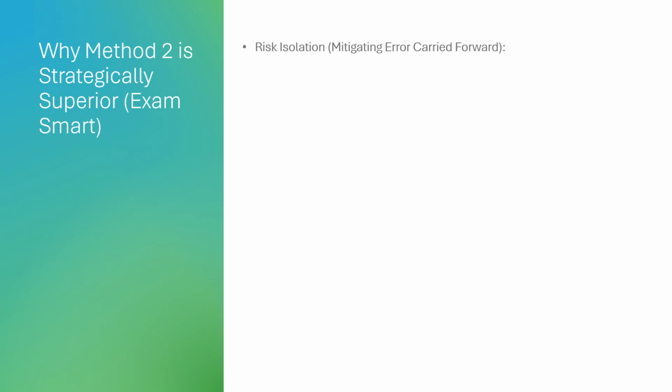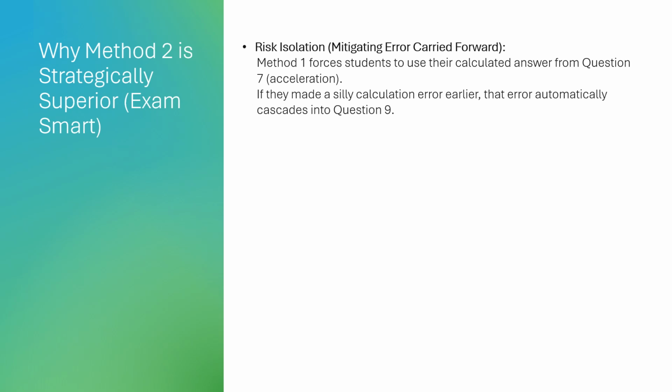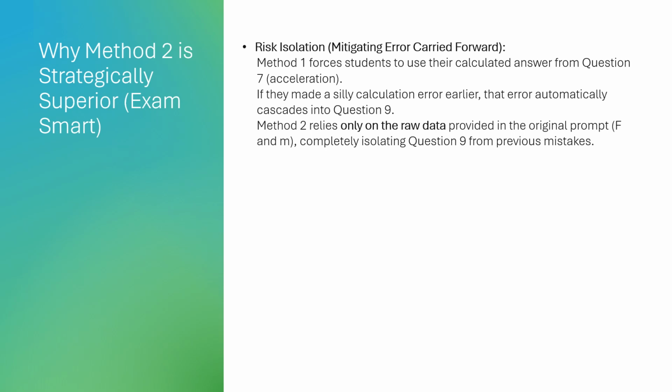Risk isolation, mitigating error carried forward. Method 1 forces students to use their calculated answer from question 7, acceleration. If they made a silly calculation error earlier, that error automatically cascades into question 9. Method 2 relies only on the raw data provided in the original prompt, F and m, completely isolating question 9 from previous mistakes. Elegant logic chain.